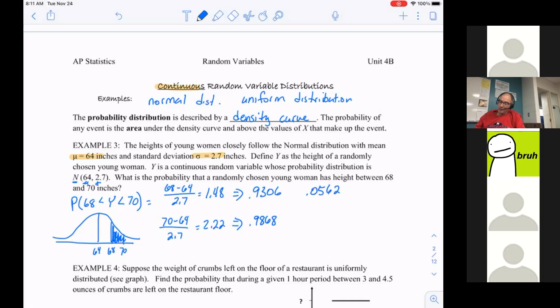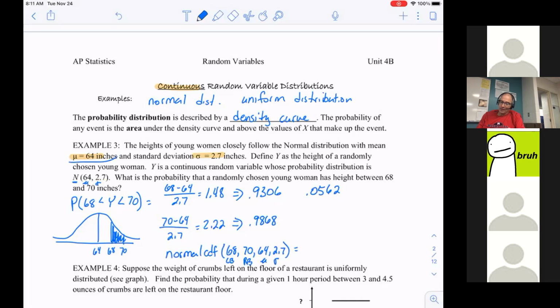Now, remember, there was another way to do that. If you're going to your calculator, and we'll refresh all the ways, we could have done a normalcdf on our calculator. The left-hand boundary was 68, the right-hand boundary was 70, with a mean of 64 and a standard deviation of 2.7. Remember when we were doing this, I was always making you go back and write down that this is the left-hand boundary, this is the right-hand boundary, this is the mean, and this is the standard deviation. I'd always go back and do that.